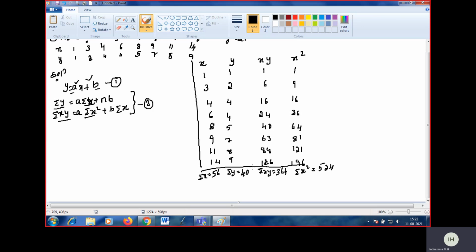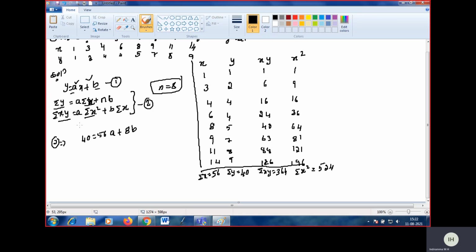Now substitute these values in the normal equations. Now set of equations become. Substitute the value for summation of y. Summation of y is 40 is equal to summation of x is 56, 56 into a, plus n. What is n? Number of values. 1, 2, 3, 4, 5, 6, 7, 8. So n is equal to 8. N is equal to 8, 8 into b. A and b we should calculate.